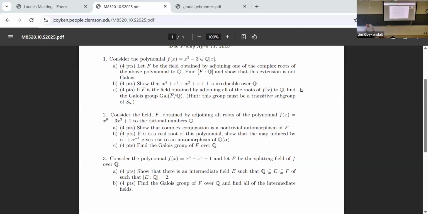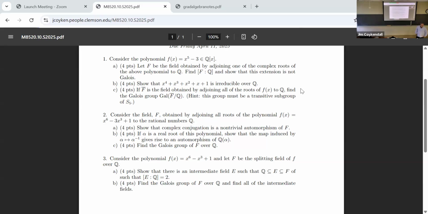And 3, this polynomial looks very similar. Of course, all I've done is change the cubic coefficient to -1 from -3, but it gives something a little different. Consider this polynomial and let f be the splitting field of little f over Q. A, show that there is an intermediate field E between Q and the splitting field that is quadratic, such that the degree of E over Q is 2. And then find the Galois group of f over Q and find all of the intermediate fields.